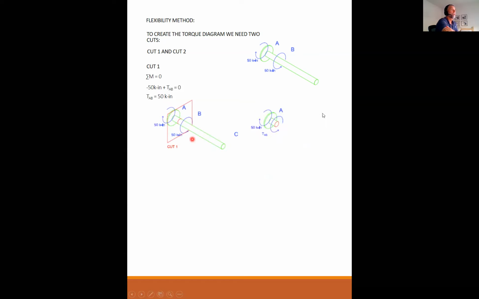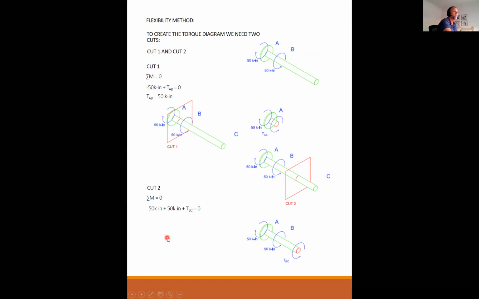Okay, I took cut 1 and 2 and kind of shoved them up here so that we can do cut number 2 down here. Cut number 2 is through this region. And here's my free body diagram with my unknown internal torque from B to C. Sum my moments. I have minus 50 plus 50 plus TBC equals 0. TBC is equal to 0 kip-inches.